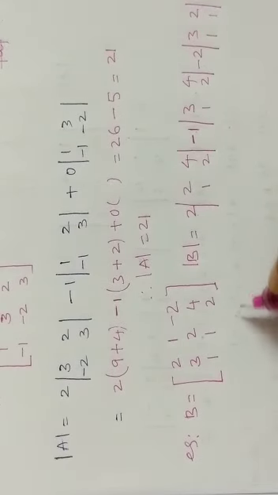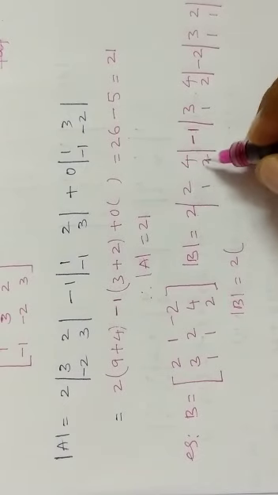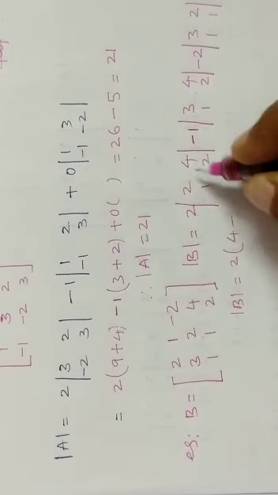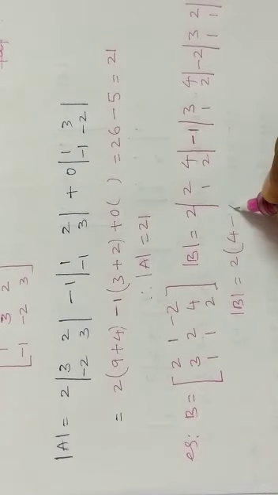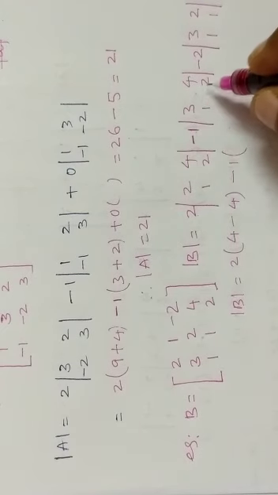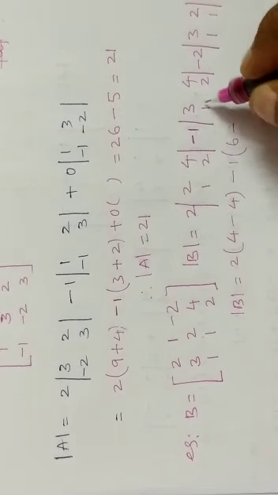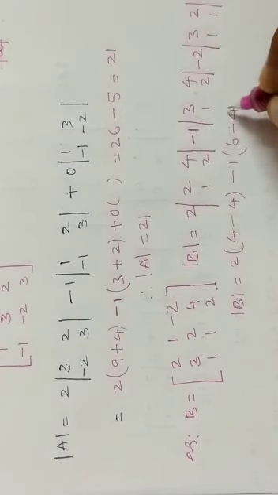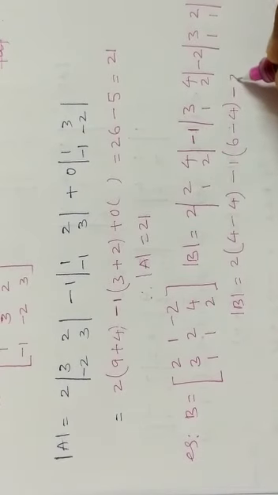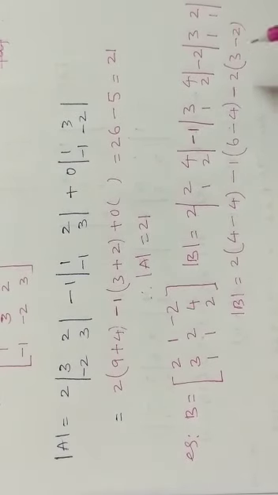So det B equal to 2 into AD, 2 2s are 4, minus BC, 4 1s are 4, minus 1 into AD, 3 2s are 6, minus BC, 4 1s are 4, minus 2 into 3 1s are 3, minus 2 1s are 2.